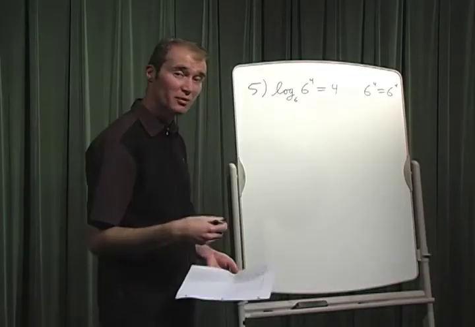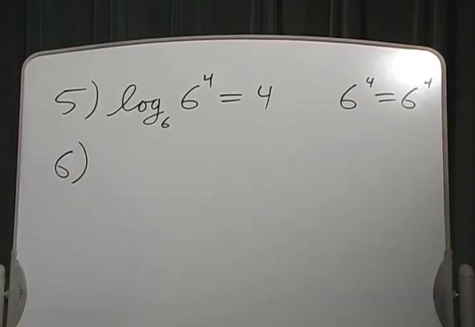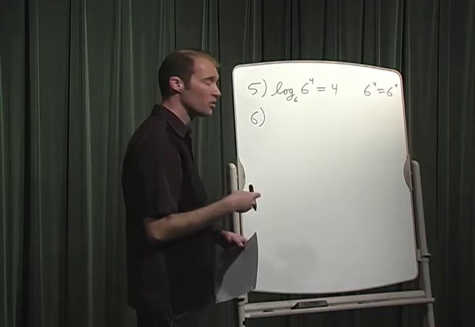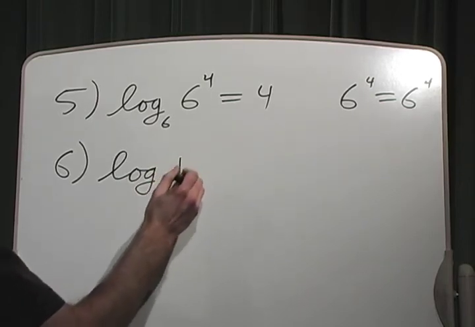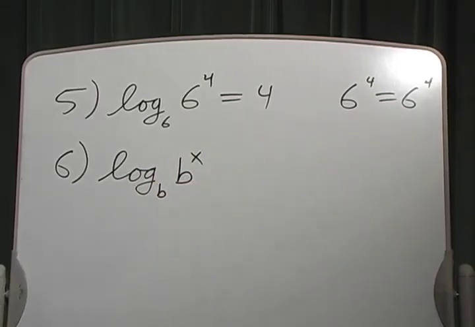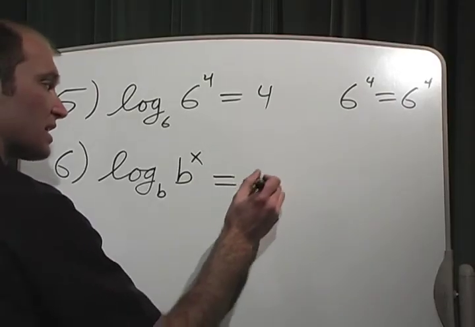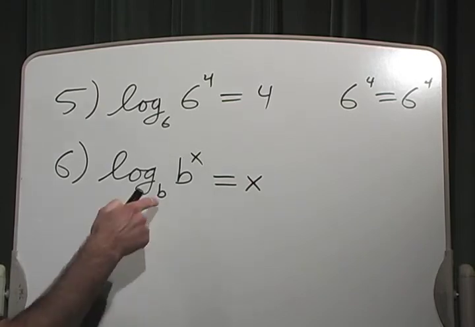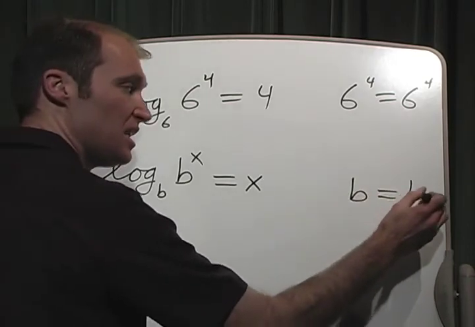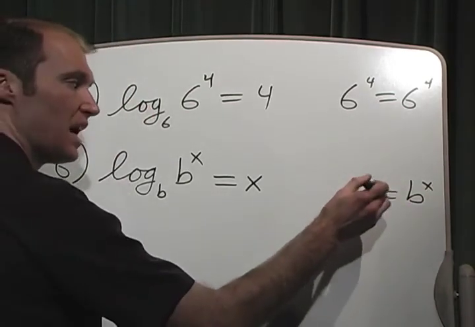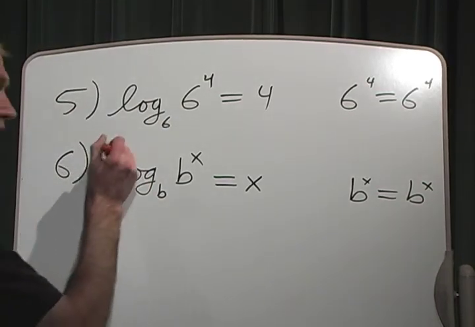Well, there's nothing special about 6. This works for any base b, and this is going to be my final rule. And I might even argue that this might be the most important of the 3 rules. If I have log base b of b to the x, where b could be any base, and x could be any number, then this is going to give us x for my final answer, because this is just asking b to what power gives me b to the x power. Well, b to the x power gives me b to the x power. So this is a great rule for us to keep in mind.